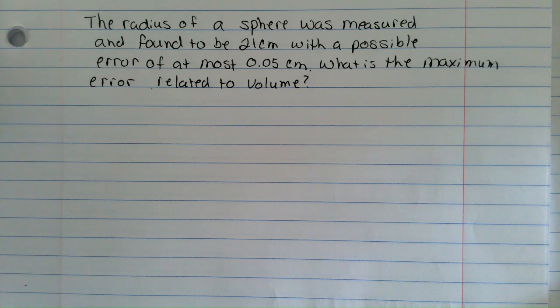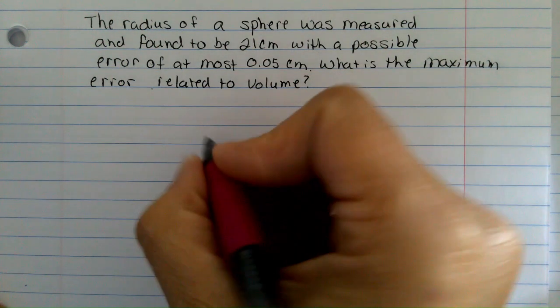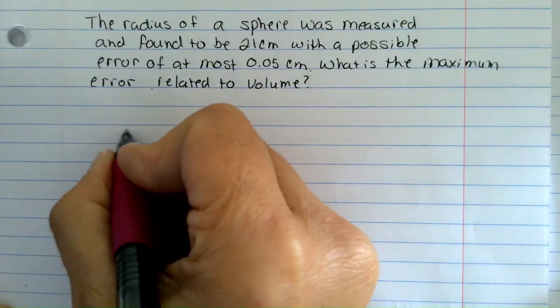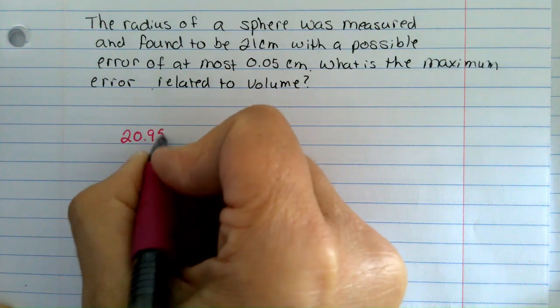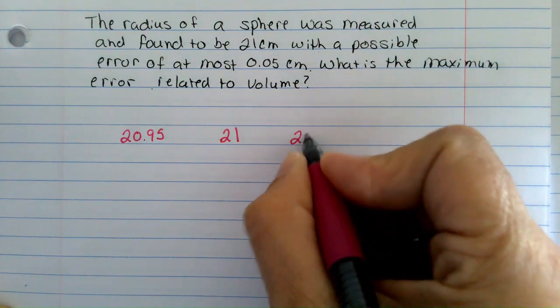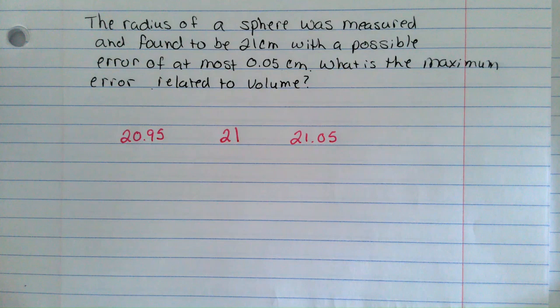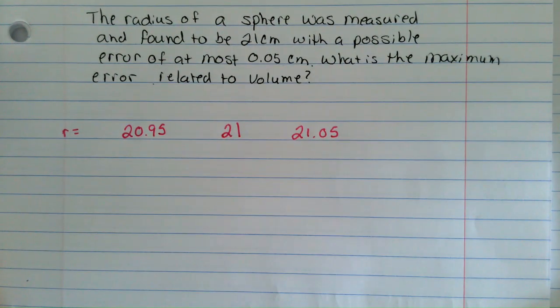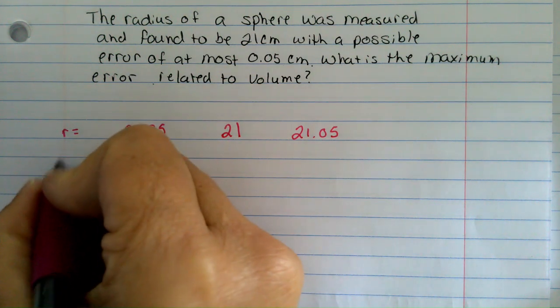So the radius of a sphere is measured and found to be 21 centimeters with a possible error of at most 0.05 of a centimeter. So their measuring tool must have measured to the nearest tenth. Okay, so they measured 21, but they could have been off by 0.05, meaning it could have been 20.95 or it could have been 21.05. It's somewhere in that window. Okay, so let's look at the volumes for each of those respectively.